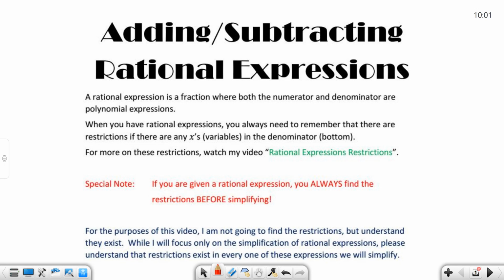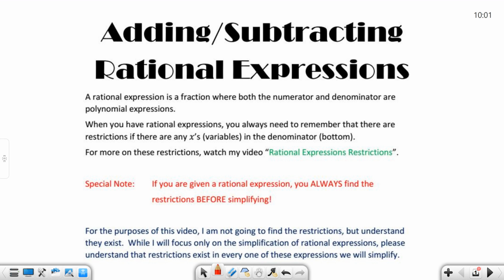Adding and subtracting rational expressions, and this video is where the fractions already have a common denominator. So again, a rational expression is a fraction where both the numerator and denominator are polynomial expressions. When you have a rational expression, you always need to remember that there are restrictions if there are any variables in the denominator, or the bottom. For more information on these restrictions, watch my video, Rational Expressions Restrictions.